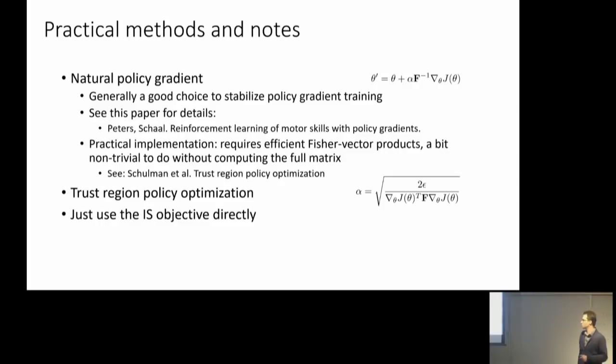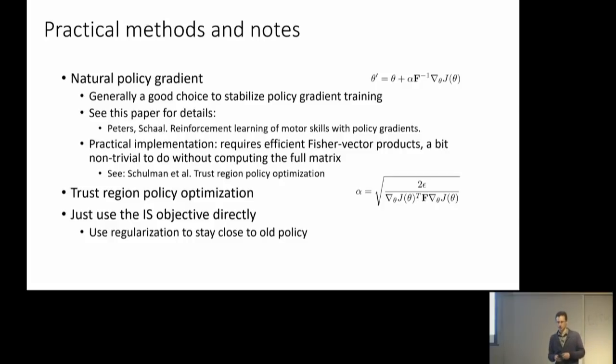And then you can also just use the importance sampling objective directly if you construct that Lagrangian and actually put the weight on the KL term. This is basically just regularizing your optimization to stay close to the old policy, and then the whole thing can be optimized with just regular gradient ascent methods like Adam. If you want to learn about that, read about proximal policy optimization.